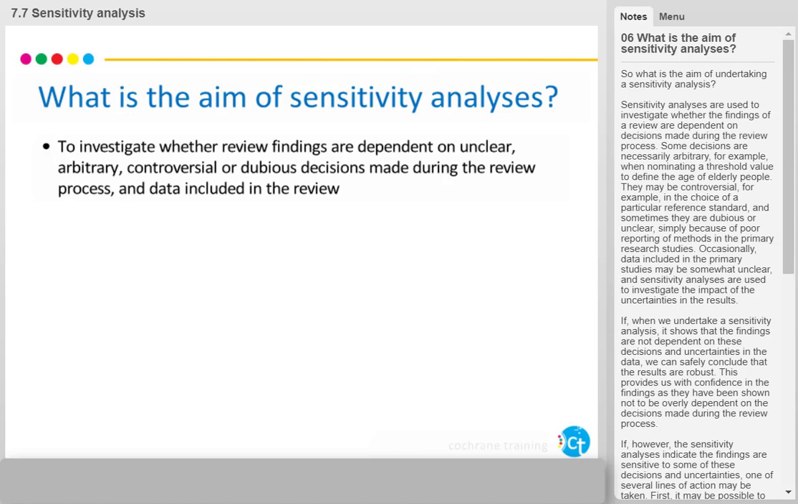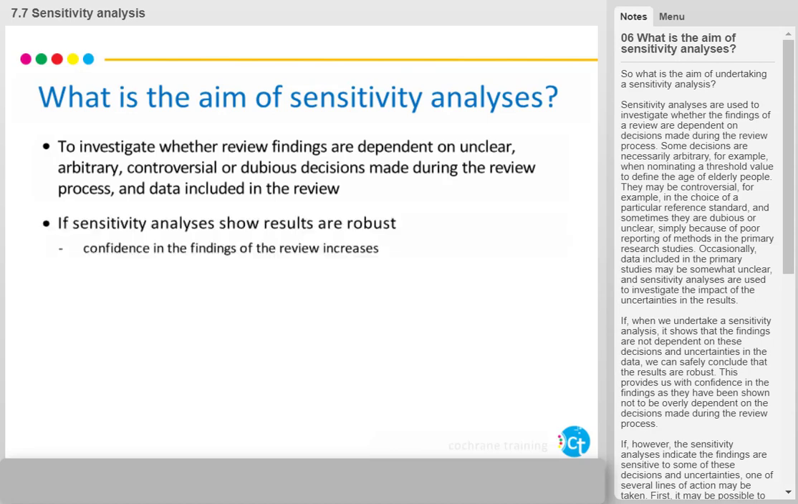Occasionally, data included in the primary studies may be somewhat unclear, and sensitivity analyses are used to investigate the impact of the uncertainties in the results. If, when we undertake a sensitivity analysis, it shows that the findings are not dependent on these decisions and uncertainties in the data, we can safely conclude that the results of the review are robust. This provides us with confidence in the findings, as they have been shown not to be overly dependent on the decisions made during the review process.